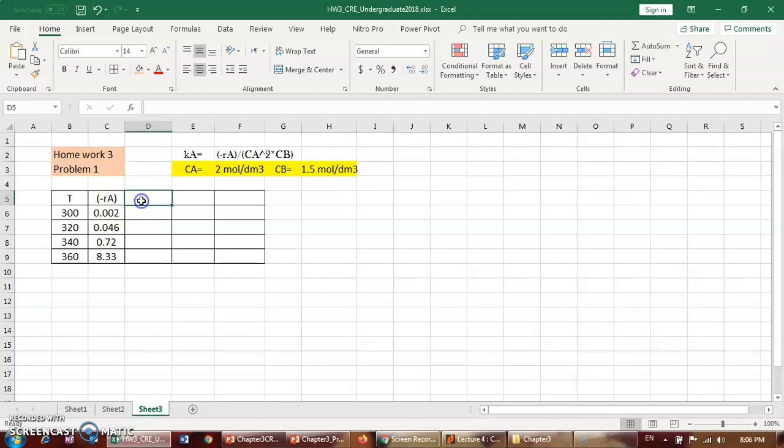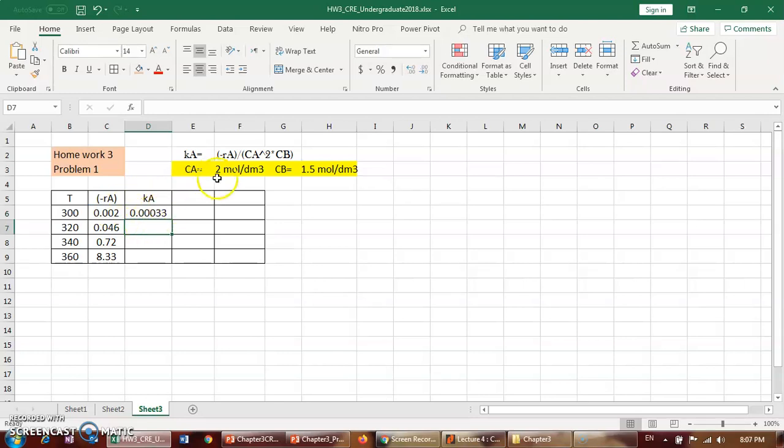So first of all, we need to find the value of Ka. We can find it in this column according to this equation, which is minus Ra, that is this column, divided by, we put a bracket because we have Ca and Cb. We know that Ca is constant, 2 mole per dm cube to the power square, multiplied by Cb, which is 1.5. These are the fixed values, right? So you can see that the K values we can calculate directly like this.